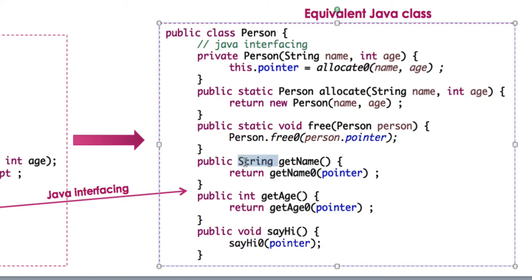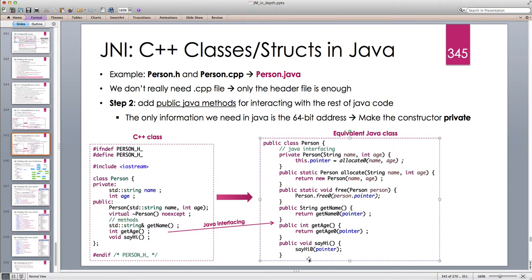And obviously the other methods are very easy because we already have a native method for them. So for example, public string getName, we just call the getName0 and send the address of the C++ object that is associated with this instance of this Java person, right? getAge0, we send again the pointer, sayHi0, the pointer. This way we can have many Java objects of type person, and each one of them basically is associated with the C++ object of type person.